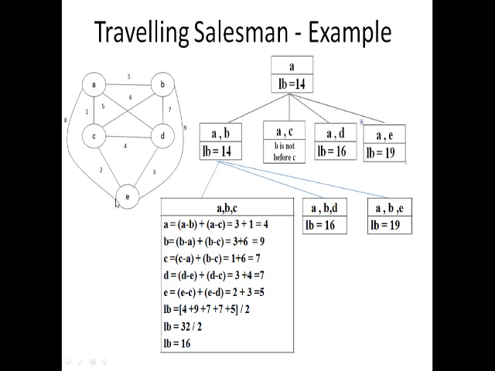Next D. The direct connections are D to B, D to A, D to C and D to E. So the minimal among these is considered. D to E is the minimal, 3, D to C is minimal, 4. So D to E plus D to C, 3 plus 4 equal to 7 is considered.